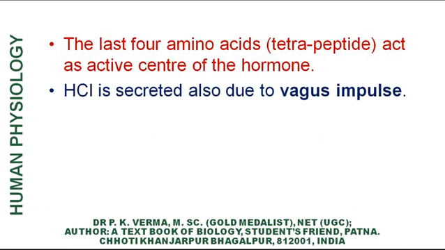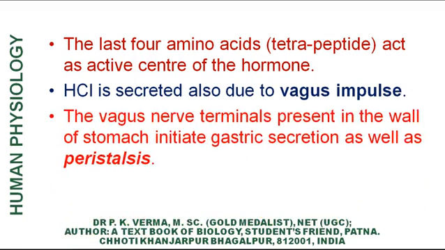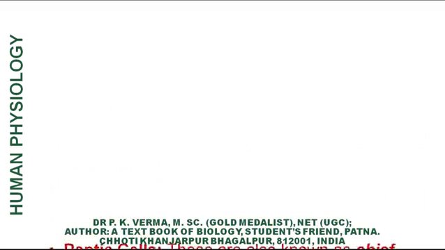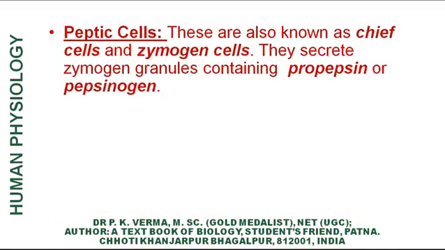Hydrochloric acid is also secreted due to vagus or parasympathetic impulse. The vagus nerve terminals present in the wall of the stomach initiate gastric secretion as well as peristalsis. Another cell, the peptic cell, is also known as chief cells and zymogen cells. They secrete zymogen granules containing propepsin or pepsinogen.